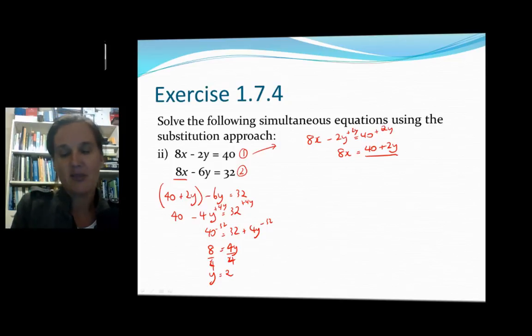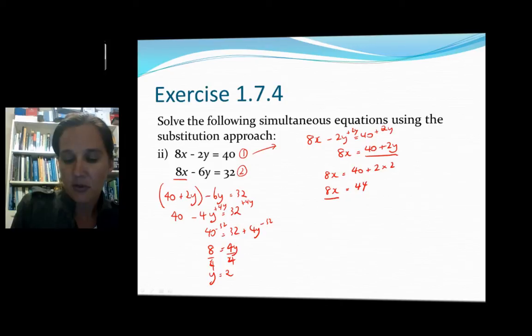So now we come back to our equation here. 8x equals 40 plus 2 times 2. 8x is equal to 44. So if 8x equals 44, we divide by 8 and we divide by 8. X is therefore 5.5.